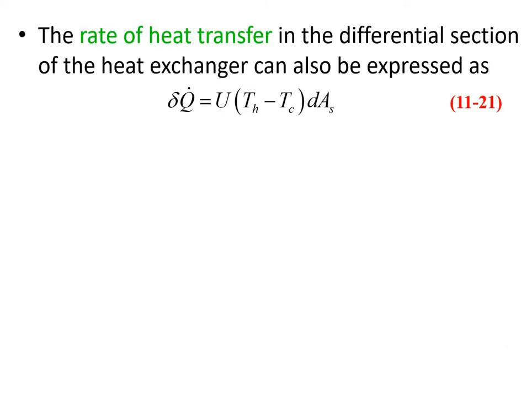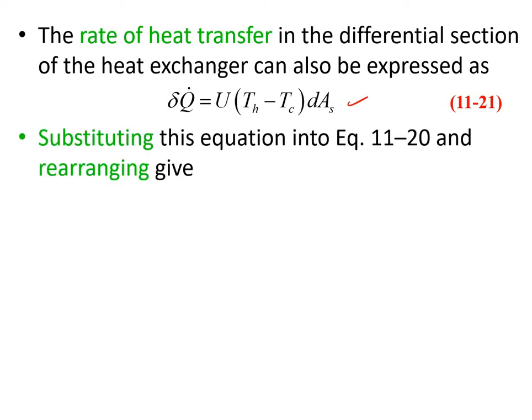So the rate of heat transfer in the differential section of the heat exchanger can also be expressed as dQ equals U delta T dA. Just now we had an energy balance equation, so instead of the energy balance, we can use this formula. Now we have to get the relation between those two formulas.